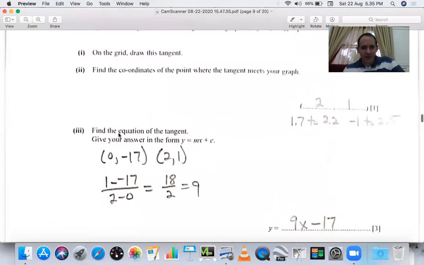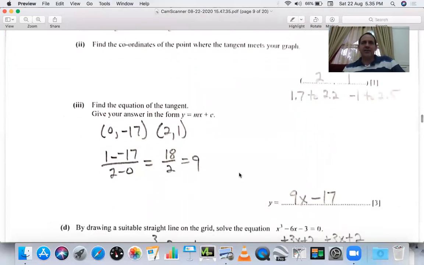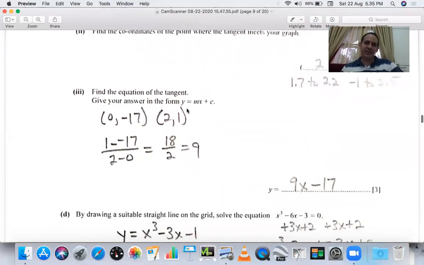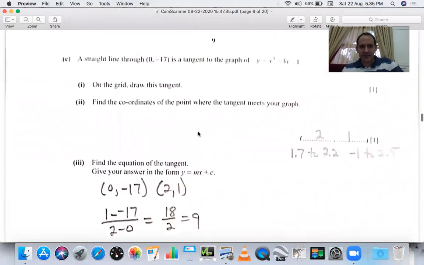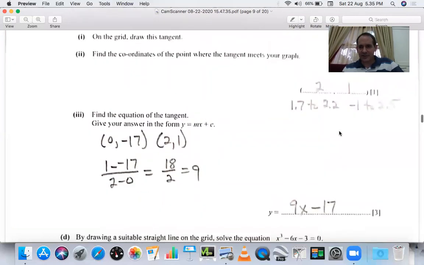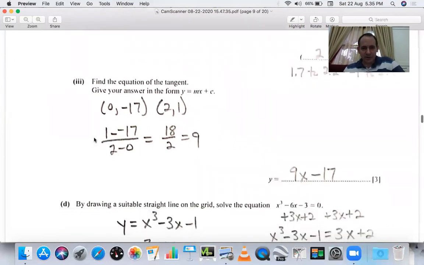Then it asks for the equation of the tangent. So the equation of the tangent is going to be y equals mx plus c, and we need to find the slope. So we take our 2 points, (0, -17) and (2, 1), or whatever your point was, and do your slope formula, y2 minus y1 over x2 minus x1. This is the value of m. I should have put m equals out here in front so it'd be clear, but we're solving for m. m equals y2 minus y1 over x2 minus x1 gives us 18 over 2, which is 9.